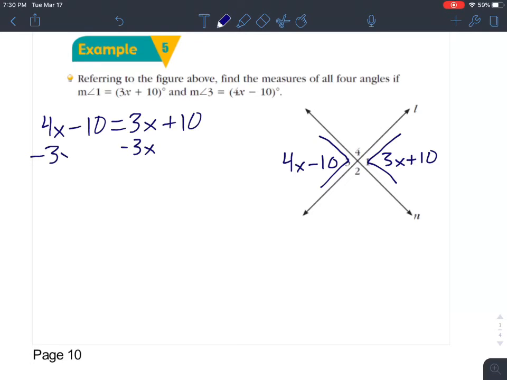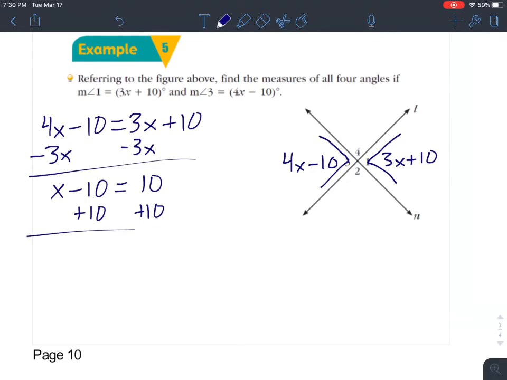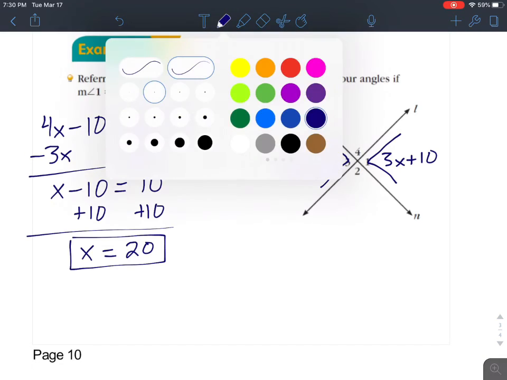I'm going to subtract 3x from both sides. That leaves us with x minus 10 is equal to 10. Then I can add 10 to both sides. And we see that x is going to be 20. And I shouldn't have circled that because we were supposed to find the measures of all the angles.